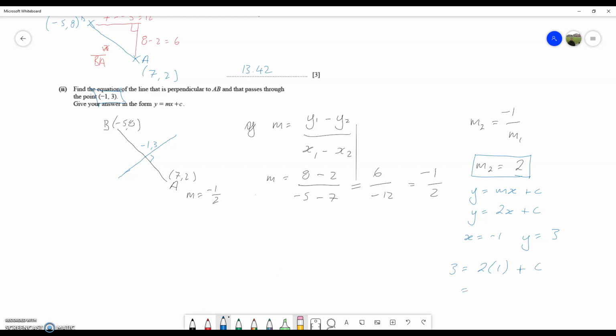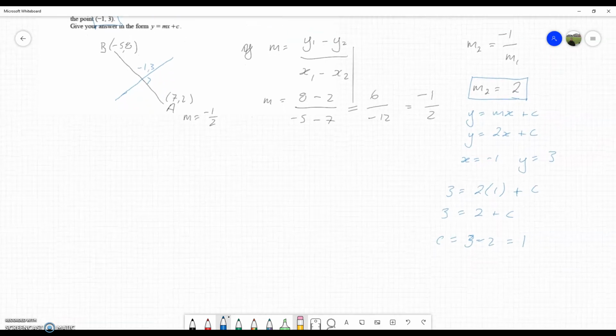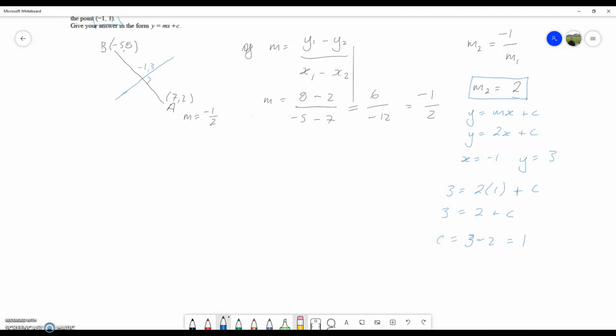Substitute those in, so it's 3 is equal to 2 times -1 plus c, and then we can solve that to work out what c is. So 3 is equal to -2 plus c, so c is equal to 3 take away -2, which is equal to 5. So meaning the final equation is y is equal to 2x plus 5. And that's our final answer.